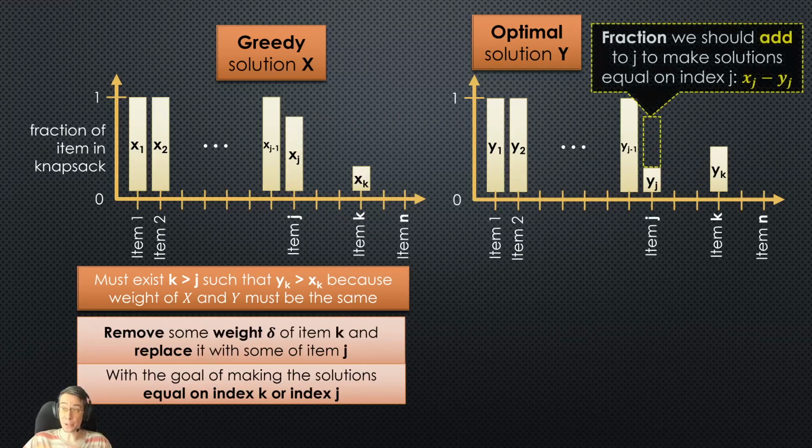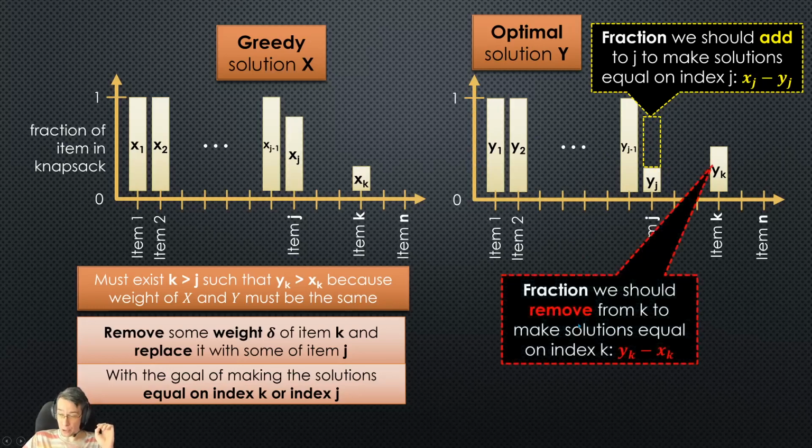Okay, so the fraction that we should add to j in order to make the solutions equal on index j is xj up here minus yj down here. So if we add this fraction of item j, we'll be making the amount taken of item j the same in the optimal solution and the greedy solution. Now this is the fraction of item j that we need to add, between 0 and 1.